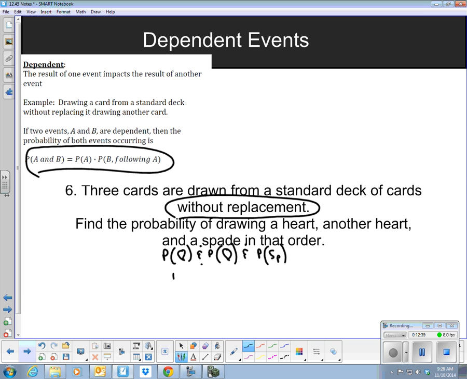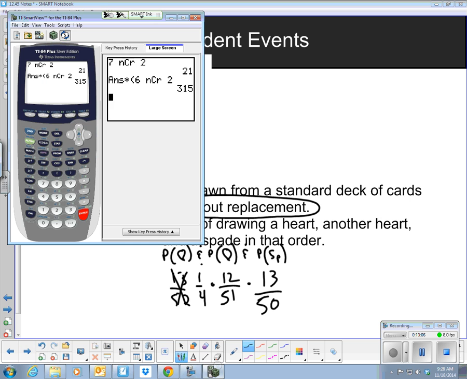So probability of a heart's easy, 13 out of 52. Fancy way of saying 1/4. And implies multiplication. Now it's not 1/4 times 1/4 because I already took one heart out, so I've got 12 hearts left out of 51 cards. So now I've got my two hearts. What's the probability I get a spade now? Well, there's 13 spades left, but there's only 50 cards. So I want to multiply all those together.